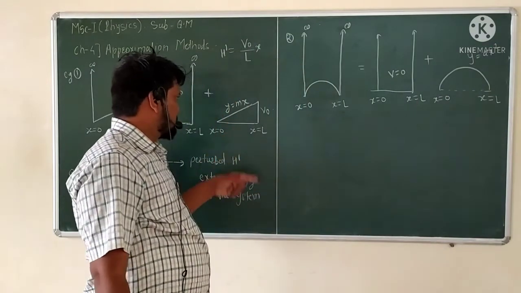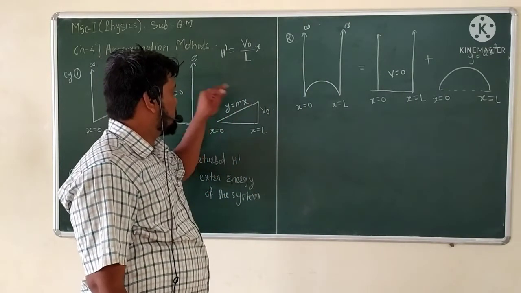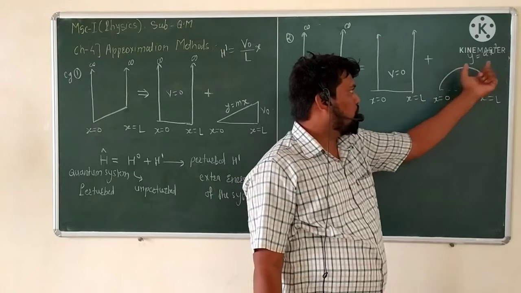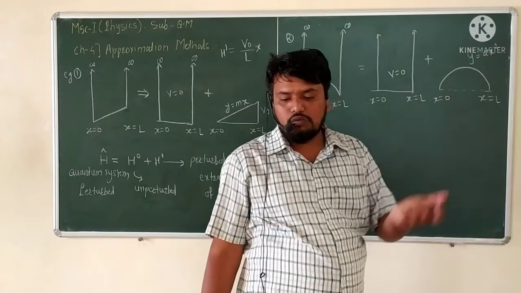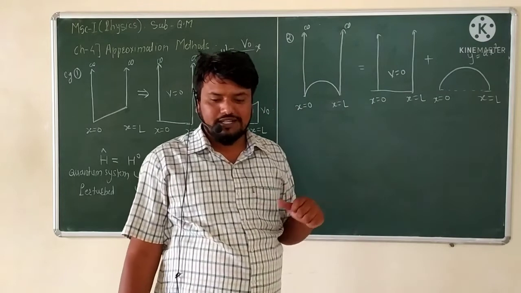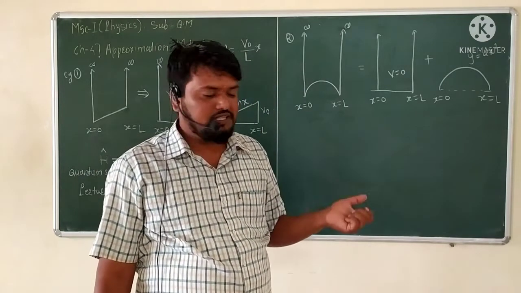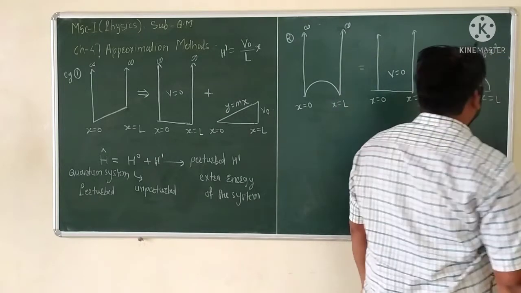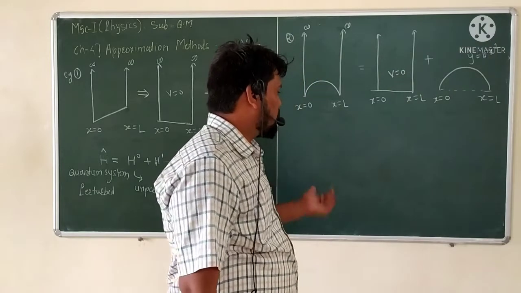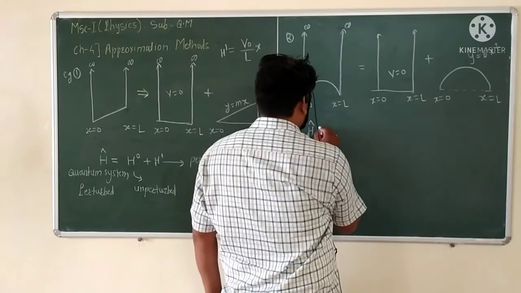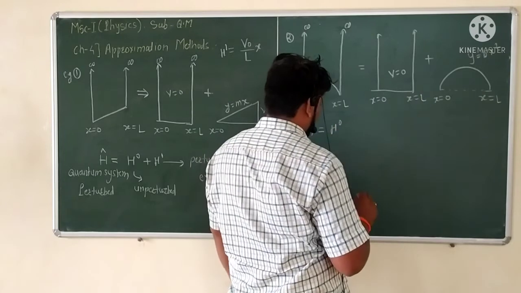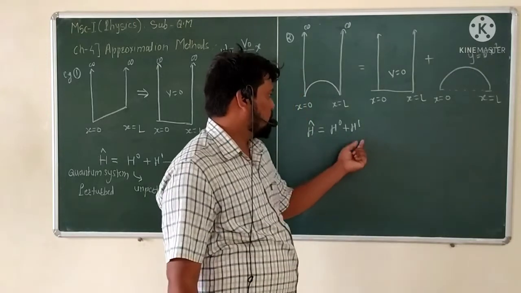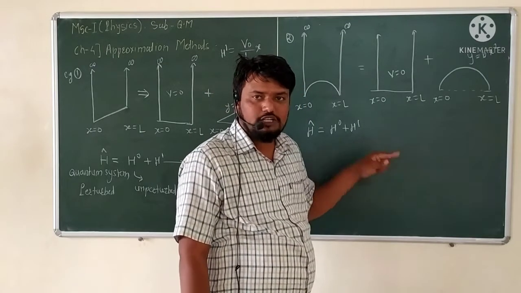Here the function is linear, that's why your potential, the extra energy, is V naught divided by L, and in this case the solution of this function is ax square. So how is the extra energy calculated? For example, this function is considered with value bx square. Your original formula is H cap is equal to H naught, the unperturbed function, plus H prime, and we want to find out this extra perturbation value.